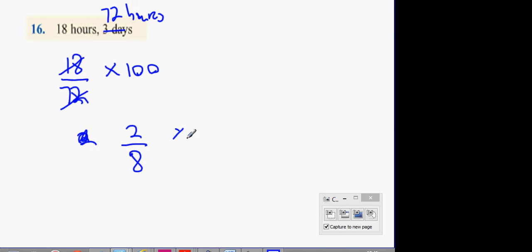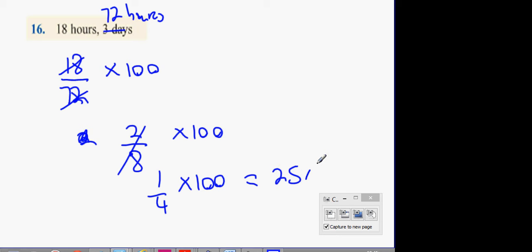Now what's 2 over 8? A quarter, same thing as 1 over 4, that's what Sean was saying earlier. Now what's a quarter of 100? 25. So we're talking about 25%. Is that alright? No? 35%? No.